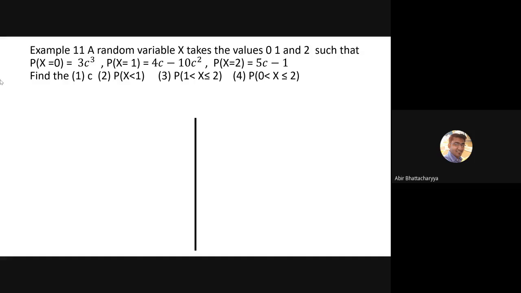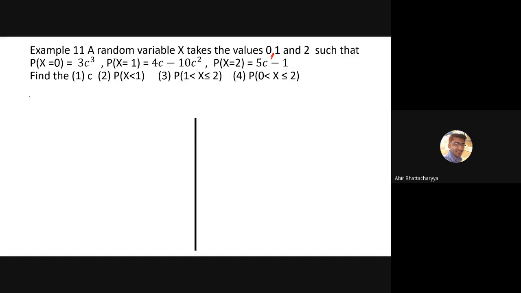Now, question number 11: a random variable x takes the values 0, 1, 2. So three values it's taking, 0, 1, and 2, such that probability of x equals 0, that means when the value of the random variable is x equals 0, the probability of that particular value is 3c cube. Now P of x equals 1, that means the probability when x equals 1, is 4c minus 10c square. Similarly, P of x equals 2 is 5c minus 1.